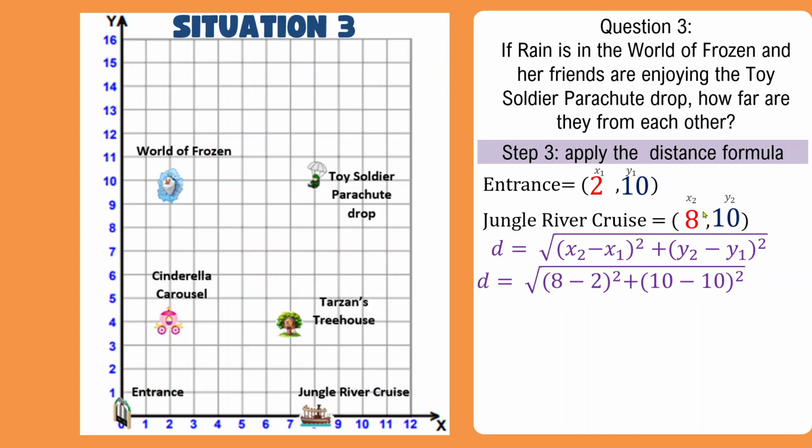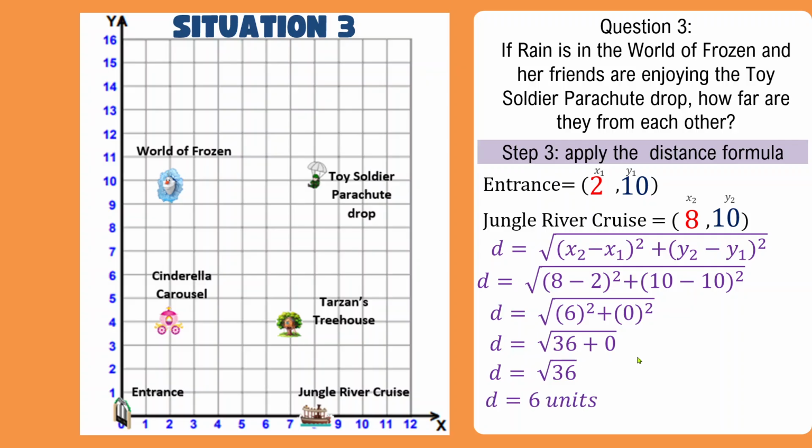X sub 2 is 8. X sub 1 is 2, so that is 8 minus 2. Y sub 2 is 10. Y sub 1 is 10. So that is 10 minus 10. 8 minus 2 is 6. 10 minus 10 is 0. 6 raised to the power of 2 is 36. 0 raised to the power of 2 is 0. 36 plus 0 is 36. The square root of 36 is 6 units.